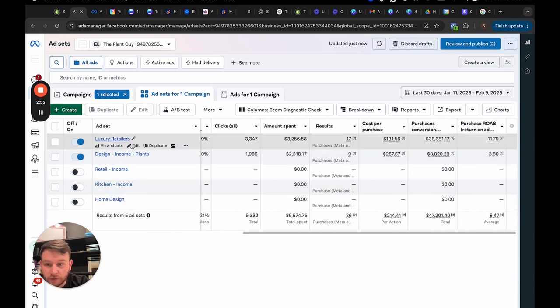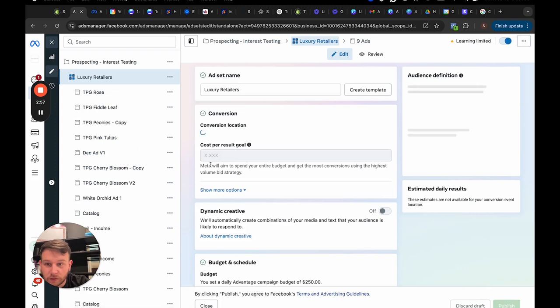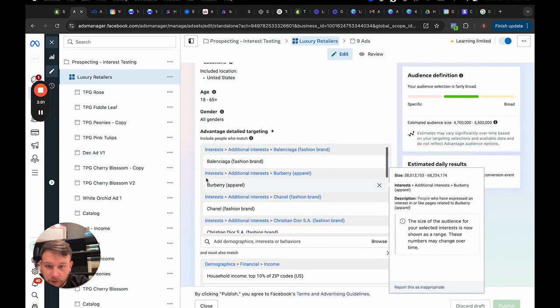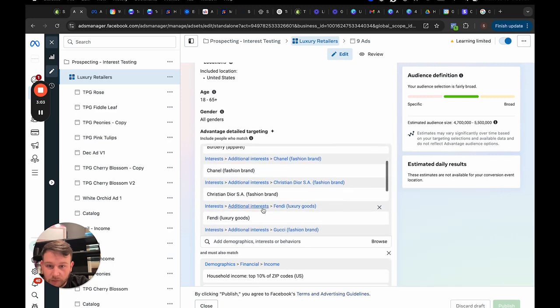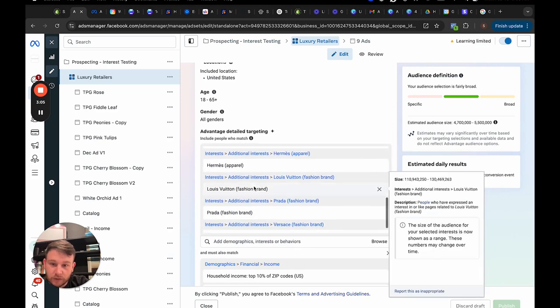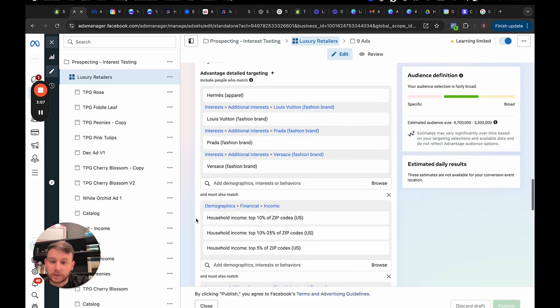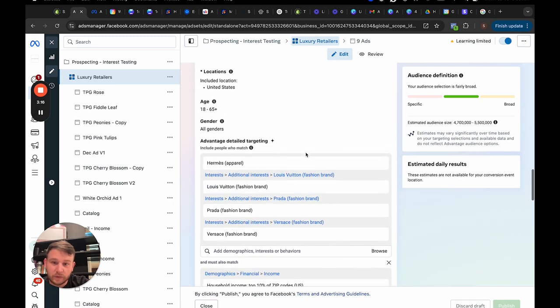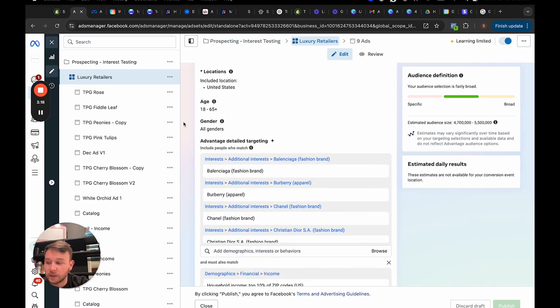So luxury retailers is going to be one that works really, really well. And we're targeting people who like Balenciaga, Burberry, Chanel, Dior, Fendi, Gucci, Hermes, Louis Vuitton, Prada, Versace, household income, and then also are interested in plants. You use this as the final kind of qualifier, because we know that the bulk of these people are also probably interested in the luxury products first and foremost.